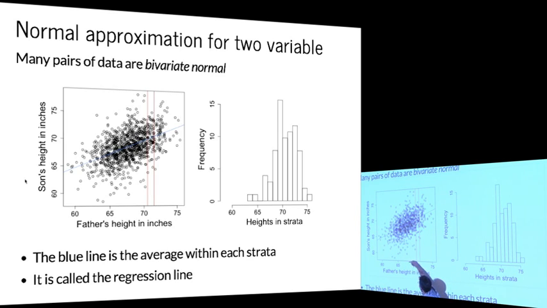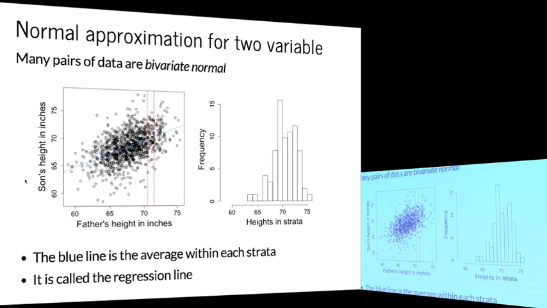So 68 is the average person, but the sons of 71-inch tall men are taller as expected, but they're not the mean. Actually, the mean's out here somewhere. The mean is not at 71. So I'm not going to say, oh, if the father's 71, then the son is 71. If I do that, I'm going to overestimate.